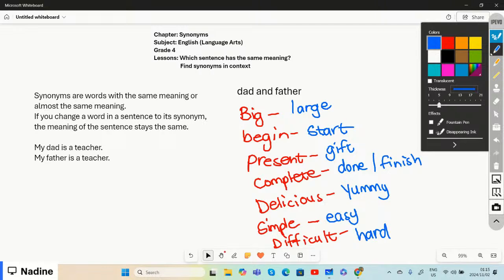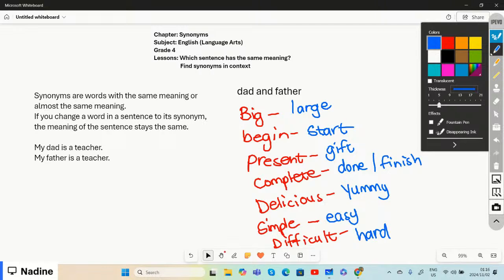So, this is but a few examples of synonyms, right? It is words, different words, but the meanings are the same, or the meanings are almost the same as the other. So, well done. Something is big, we can say it is large. We can either say, I'm going to begin this test, or we're going to start the test.